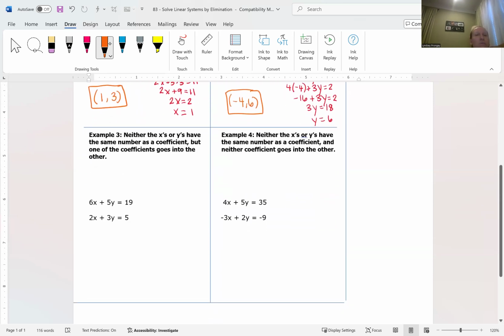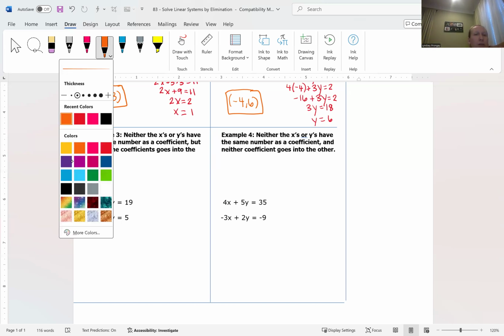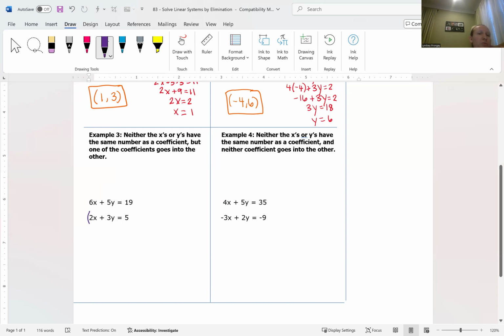Okay, example 3. Neither the x's or y's even have the same number as the coefficient. Okay, look, we got 6x and 2x, 5y, 3y. Nothing matches. Okay, but this is where I said it always works with this method because we can manipulate things. And what's nice is in this particular case, if I'm focusing on the x's, 2 goes into 6. So in this case, I only have to manipulate one of my equations to make it do what I want it to do. So what I'm going to do is I'm going to multiply my second equation.